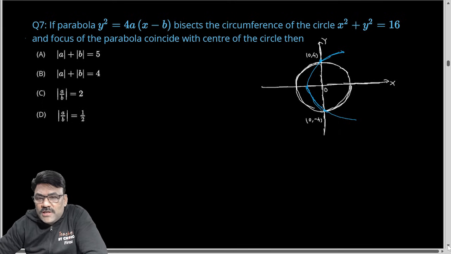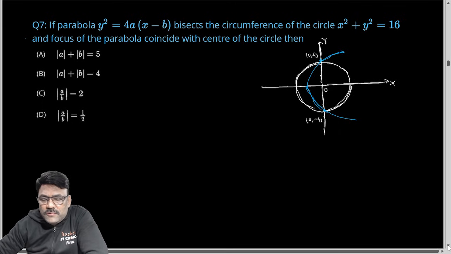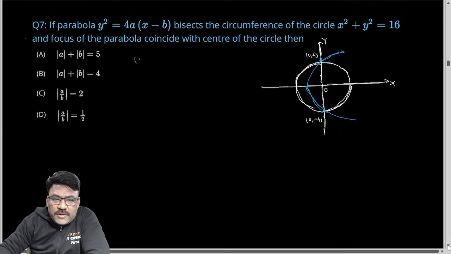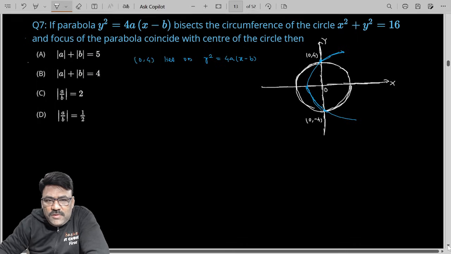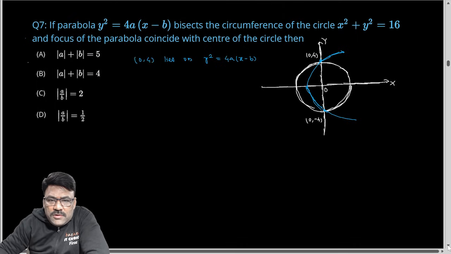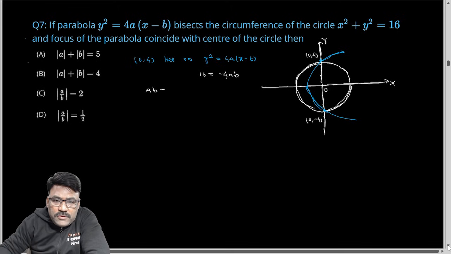So you can clearly see that your parabola must pass through (0, 4). So (0, 4) satisfies the parabola. (0, 4) lies on y square is equal to 4a(x minus b). So if I put x = 0, y = 4 here, I'm getting 16. X is 0, so minus 4ab. So hence I'm getting ab is equal to minus 4.